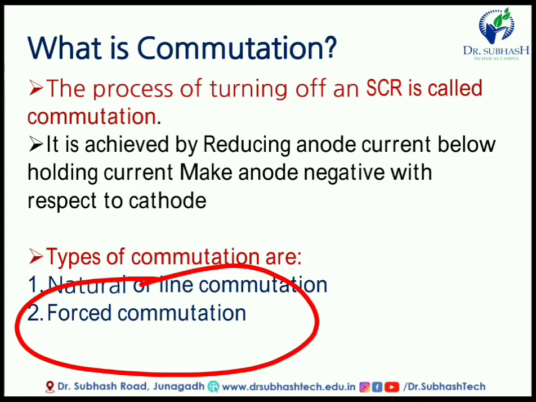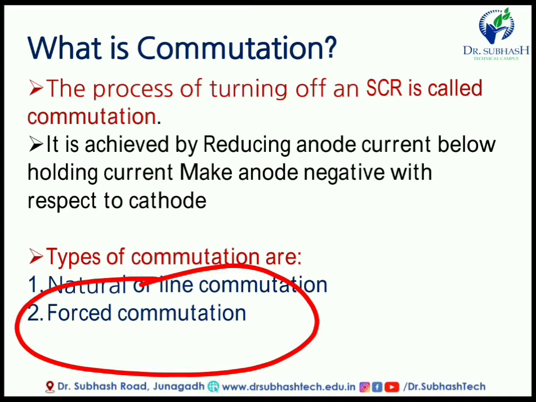Let's start with the details of these two types of commutation circuits. First we start with forced commutation, then we discuss natural commutation. Only one type of natural commutation is available, but forced commutation has many types, which we have divided into different classes. Forced commutation is needed whenever we use our SCR with a DC supply. At that time the current is constant and there is no reduction of current, so we have to force our current to reduce below the holding current.